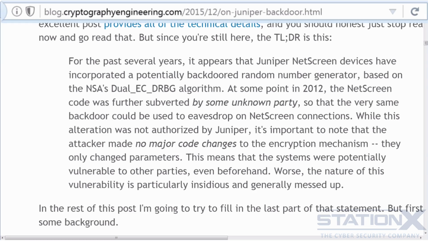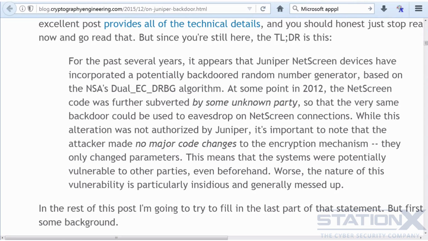Clearly a nation state or an expert hacker group, but also interesting that it's based on NSA's Dual_EC_DRBG algorithm, which is one reason why people don't necessarily trust the standards put forward by the NSA in the NIST standards, because they believe that they've been deliberately specified in such a way that some of them are deliberately weak.